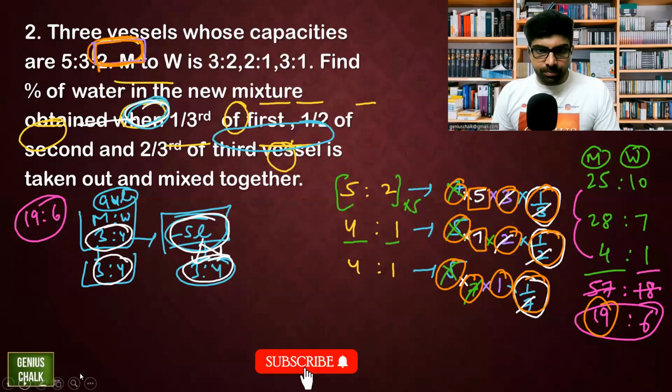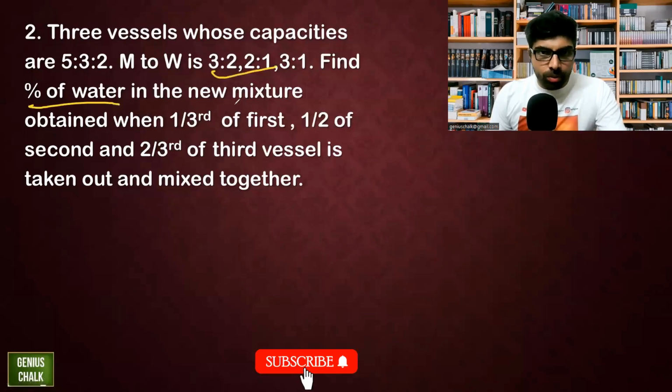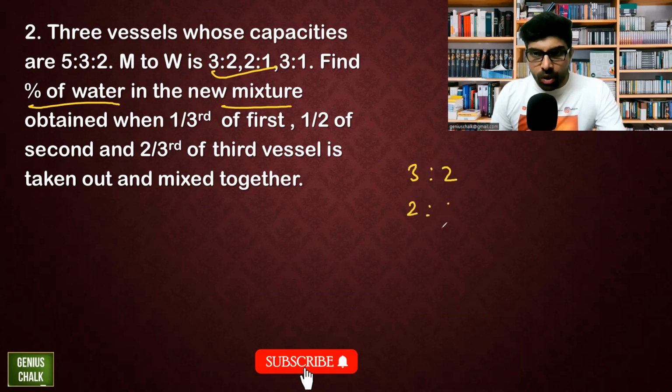The next question, again we have 3 vessels, and the milk to water ratio is given, and the percentage of water in the new mixture, if again 1/3, 1/2, and 2/3 of the third vessel is taken out and mixed together. So let's write the ratio first. This is 3:2, this is 2:1, this is 3:1.